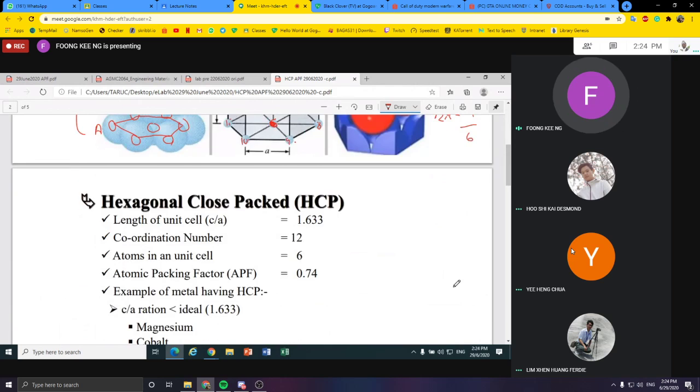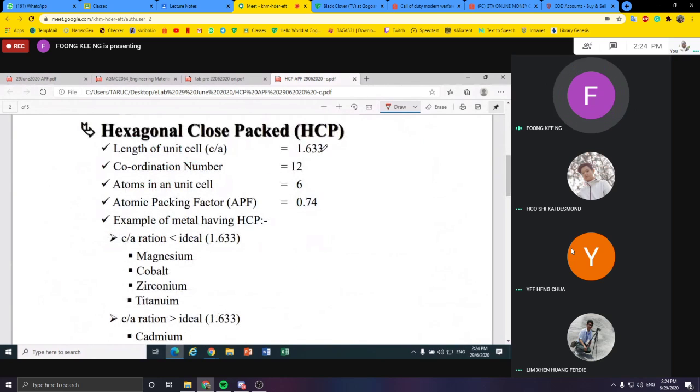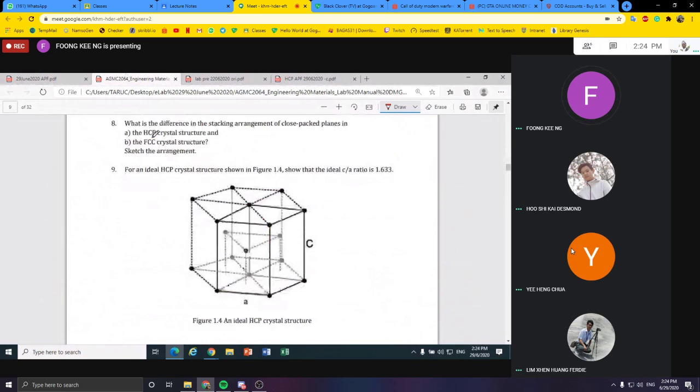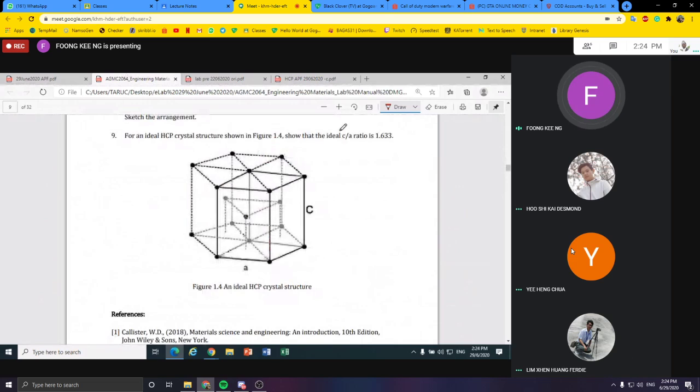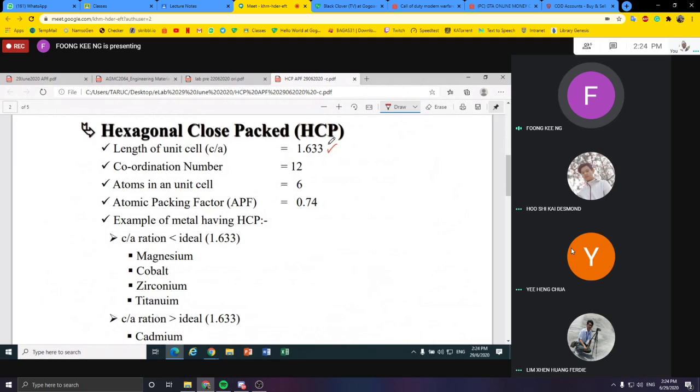This is asked in the question. You see this part: they're asking you to find the ratio of C over A and prove it is 1.633. This one you have to do, because it's part of the question, but I can show you the rest and guide you. Before that, let's go back to here.